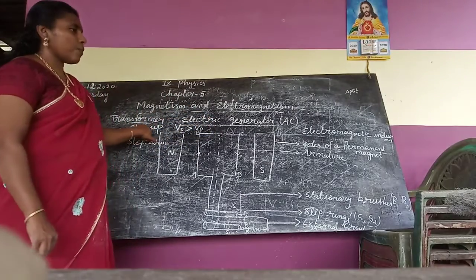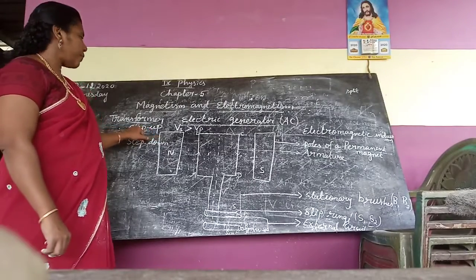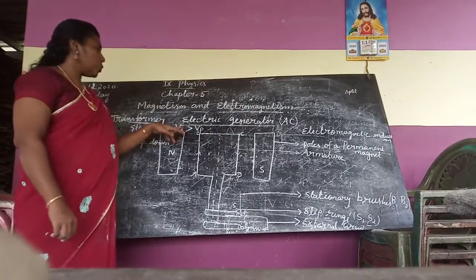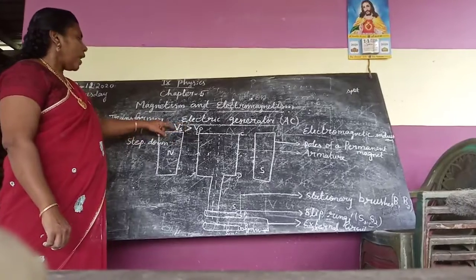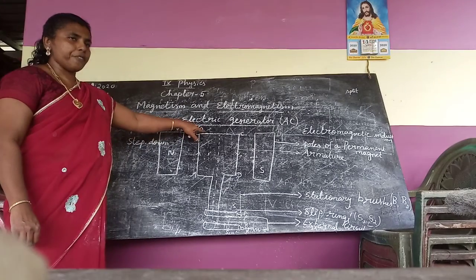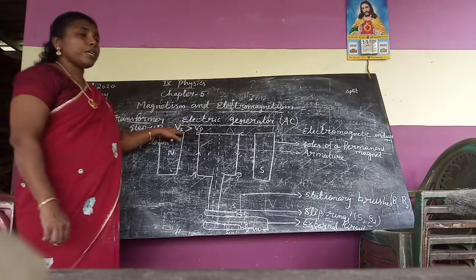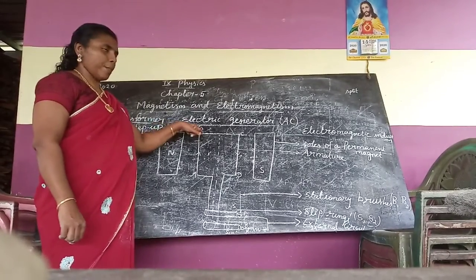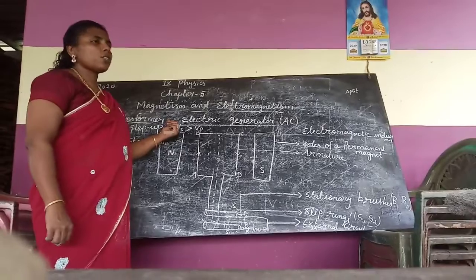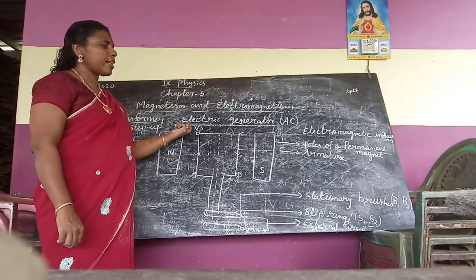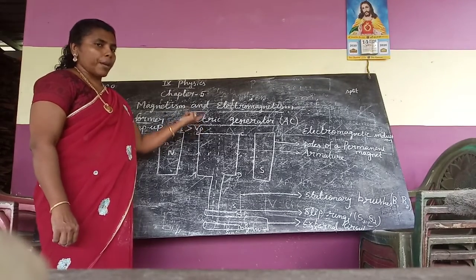The step-up transformer is used to convert low alternating voltage to high alternating voltage, and here Vs is greater than Vp. V means voltage, Vs means secondary voltage, and Vp primary voltage. The number of turns of the secondary coil is greater than the number of turns of the primary coil.